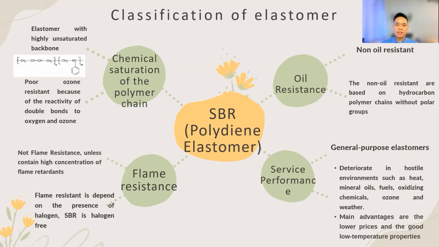The last classification concerns the service performance, and SBR is a general purpose elastomer. It deteriorates in hostile environments such as heat, mineral oils, fuels, oxidizing chemicals, ozone, and weather. The main advantages are the lower price and the good low temperature properties.